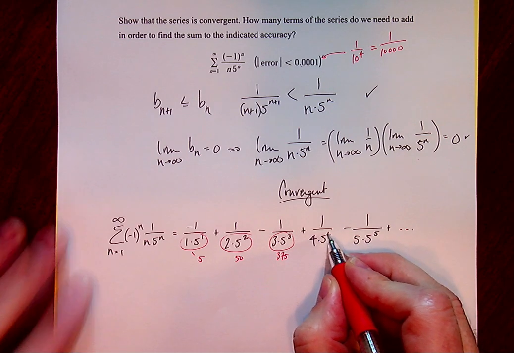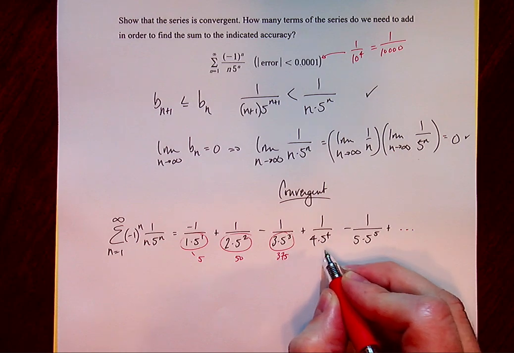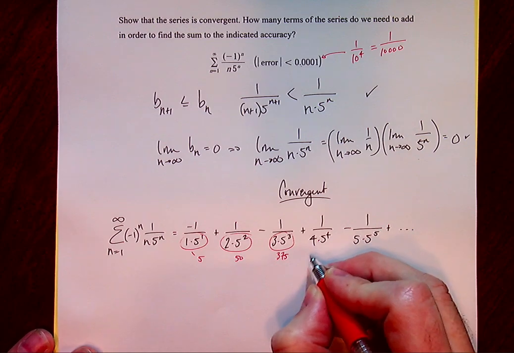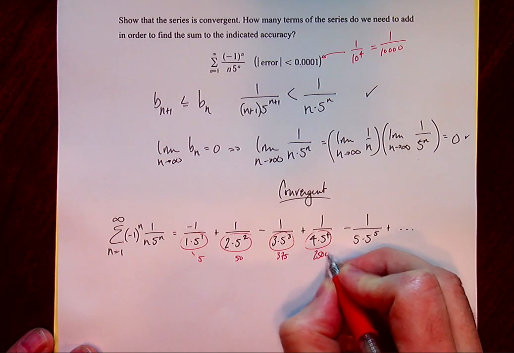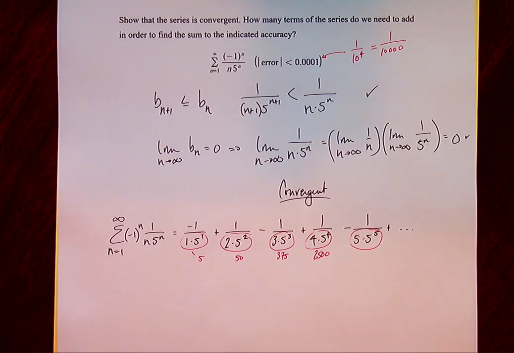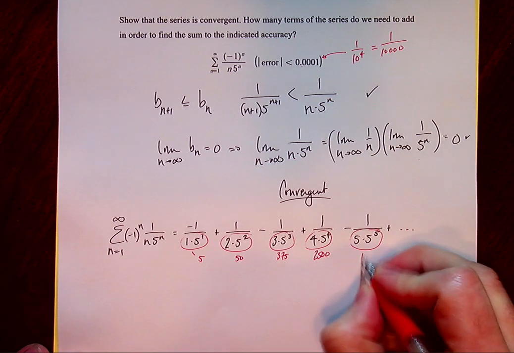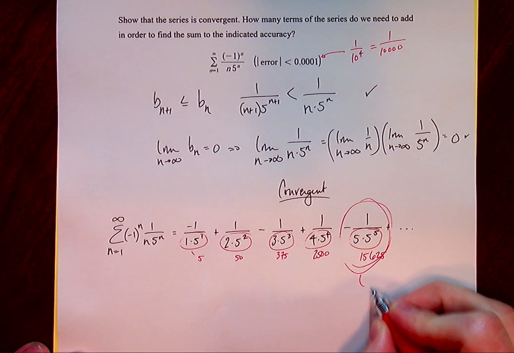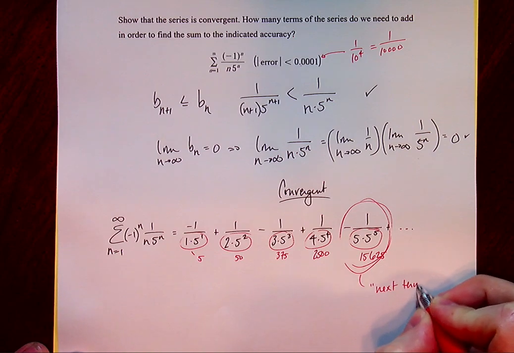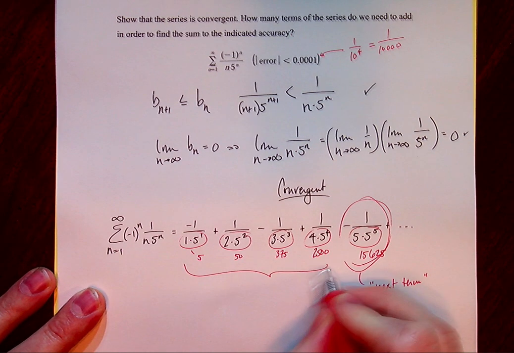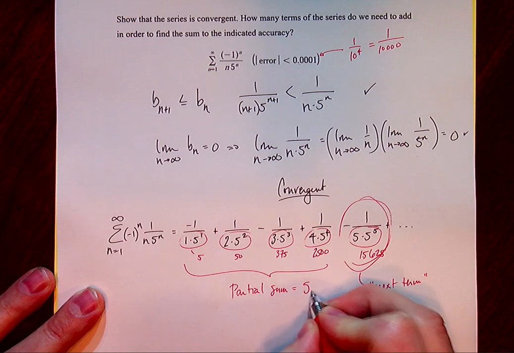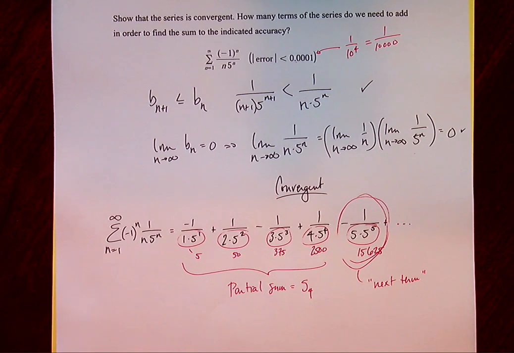This is in the hundreds, but it's getting closer. Now 5 to the fourth is 625, okay? And I'm going to multiply that by 4, and that's going to give me 2,500, right? This one right here, I'm guessing, is going to give me one that is larger. So that actually winds up being 5 to the sixth, and that gives me 15,625. That means that right there is my next term, and if that's my next term, then this is my partial sum. And my partial sum is going to be S sub 4, the sum of the first 4, okay?